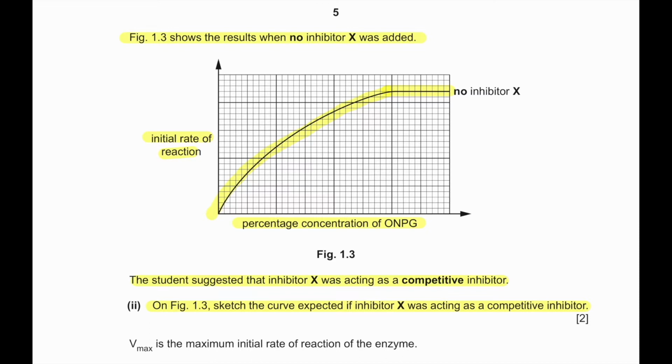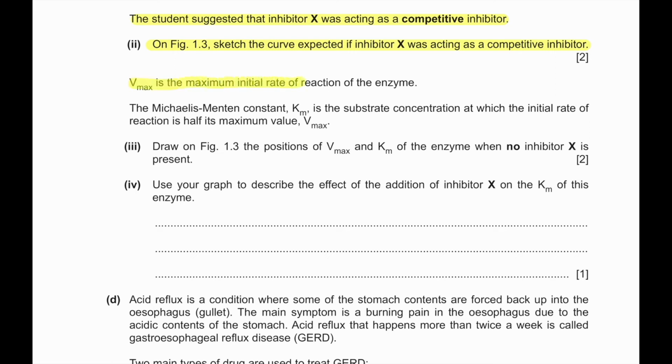So all we need is a higher concentration of ONPG and we will be able to get our desired initial rate of reaction. So our graph is probably going to look like this. We're going to meet it at a higher concentration of ONPG. Vmax is the maximum initial rate of reaction of the enzyme. The Michaelis-Menten constant, Km.